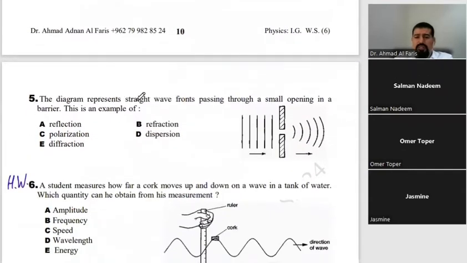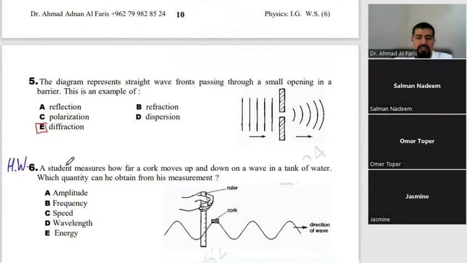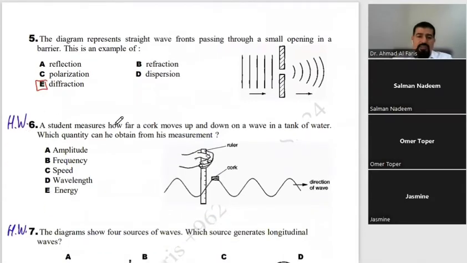Which diagram represents a straight wave front passing through a gap with a small open barrier? This is an example of what? Who can tell me? Exactly. Thank you, Salman. This is an example of diffraction. Number 6. A student measures how far a cork moves up and down on a wave tank of water.